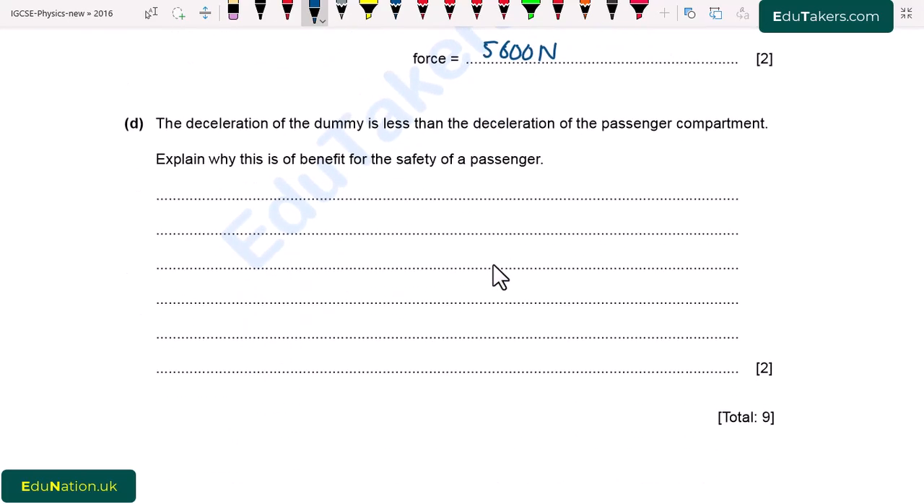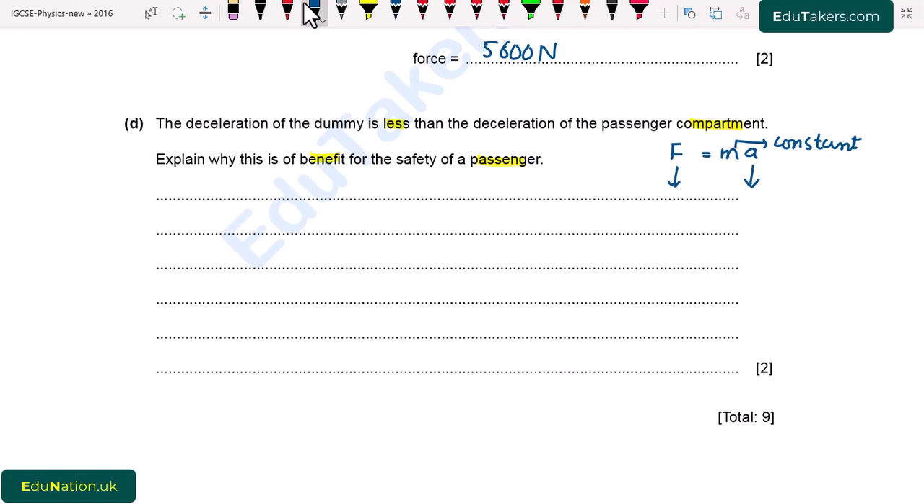Part D. The deceleration of the dummy is less than the deceleration of the passenger compartment. Explain why this is of benefit for the safety of the passenger. So here I write Newton's second law, F is equal to ma. As the deceleration of the dummy is less, it means that a is decreasing. So when a decreases, force also decreases because the mass is constant. So when the force decreases, there will be less chance of injury for the passenger.